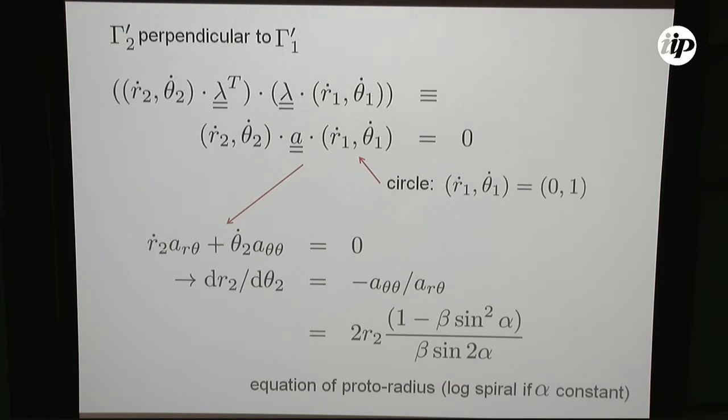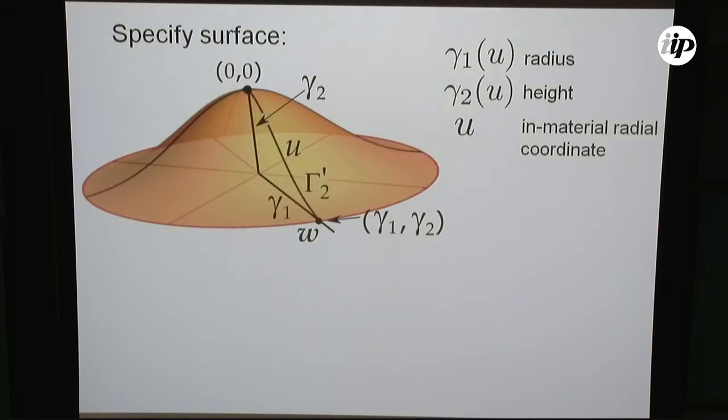I've got a simple expression for the proto-radius, and I can divide this by this, and I've got an expression which is just the ratio of these two elements of the metric tensor. So I can write that down straight away. That's this. And I can integrate this trivially: if alpha is a constant, it's just a logarithmic spiral. So the proto-radius, which becomes the radius, is a logarithmic spiral initially. It evolves into a real radial vector.